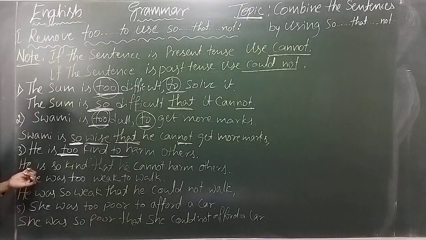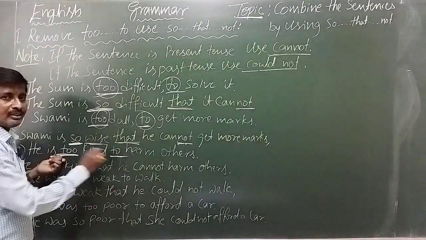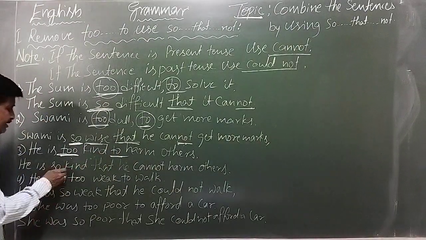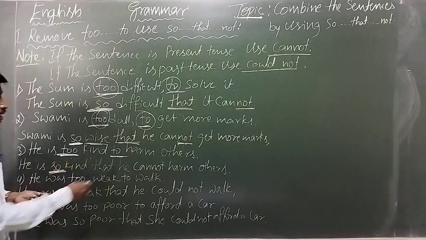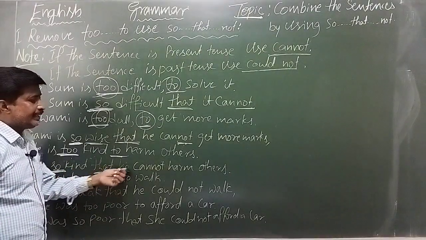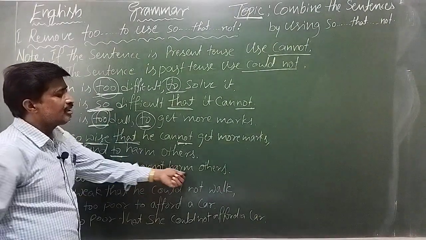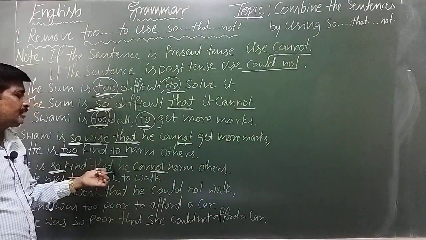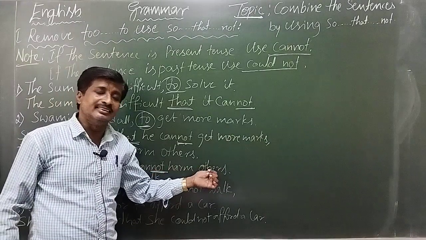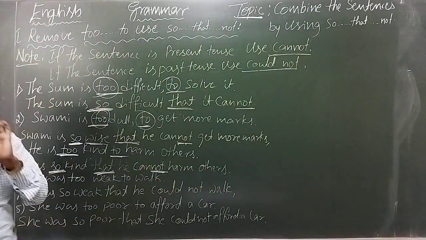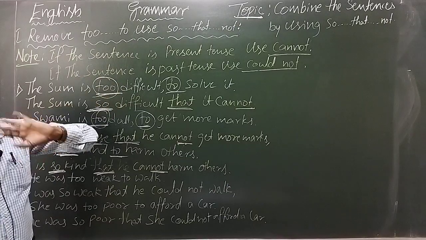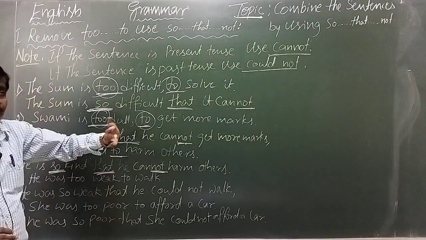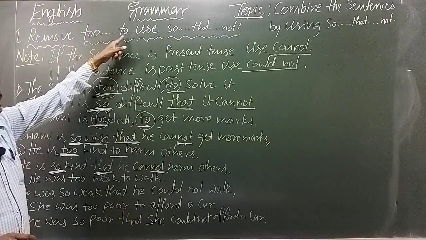Come on, see the answer. We have to remove this one, these two. Then: he is so kind that he cannot harm others. Like this, you have to use "so that not", and you have to remove "too" and "to".